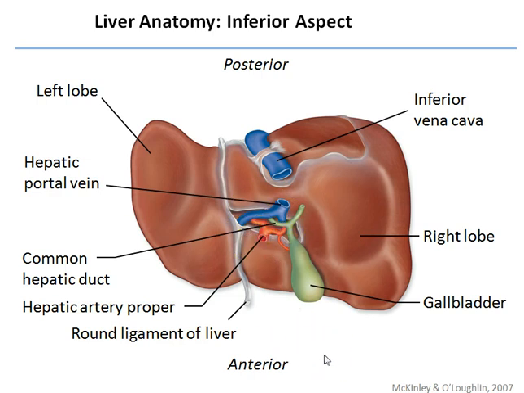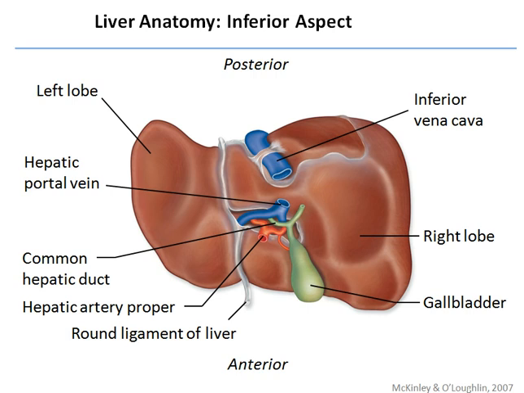We have the hepatic artery proper, which is delivering oxygenated blood to the liver. We have the hepatic portal vein, which is delivering nutrients recovered from the small intestine, and we have here ducts which carry bile that's been secreted by the liver. The gallbladder here will store that bile, concentrate it, and then control the release of it into the small intestine.